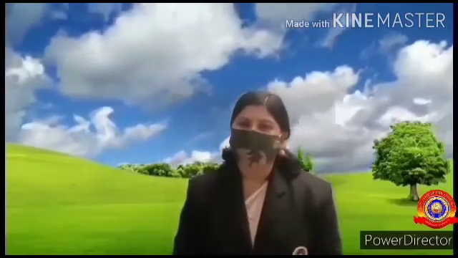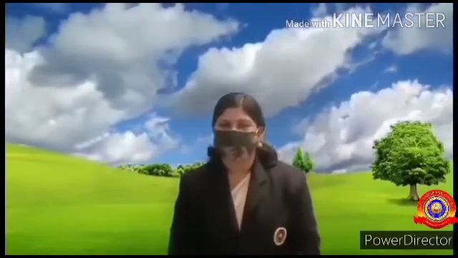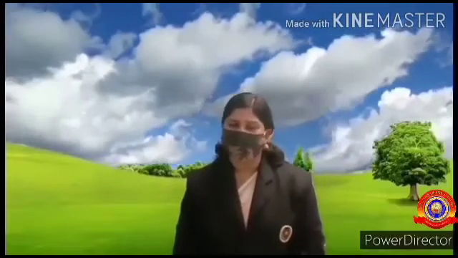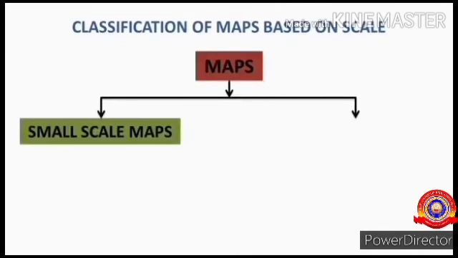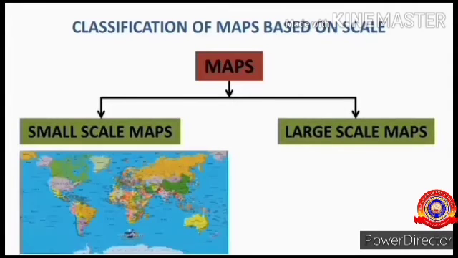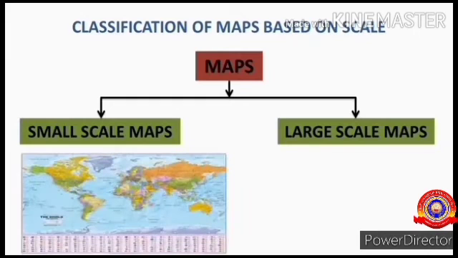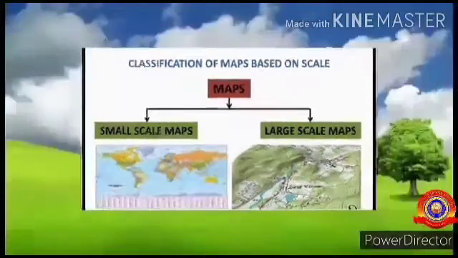Very good. So today, let's learn about the classification of maps based on scale. Let's begin our class. Classification of maps based on scale. Small scale maps and large scale maps. Examples for small scale maps: atlas maps and wall maps. Examples for large scale maps: cadastral maps and topographical maps.